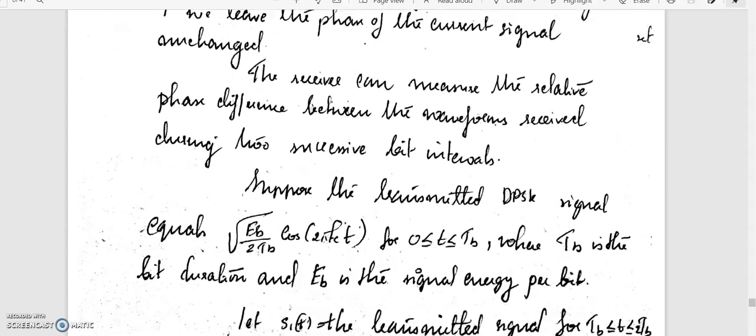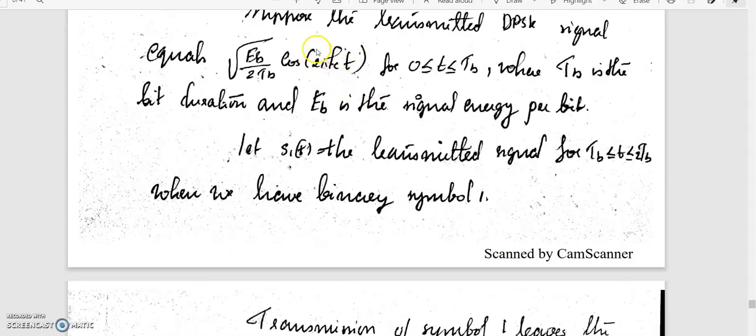For example, consider my DPSK signal is root of EB by 2 TB into cos 2 pi fc t, and this is my signal for the duration 0 to TB. Now consider I have a symbol 1 for the duration TB to 2 TB. For the duration 0 to TB, this was my transmitted signal, and for the next duration, TB to 2 TB, I have to transmit a binary symbol 1.